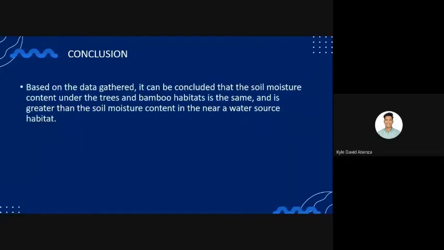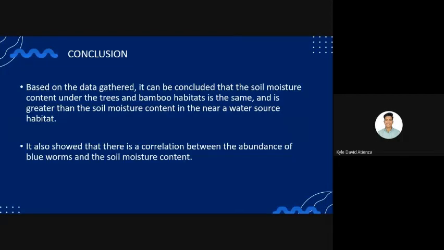Based on the data gathered, it can be concluded that the soil moisture content under the trees and bamboo habitats is the same and is greater than the soil moisture content in the near water source habitat. It also showed that there is a correlation between the abundance of blue worms and the soil moisture content.